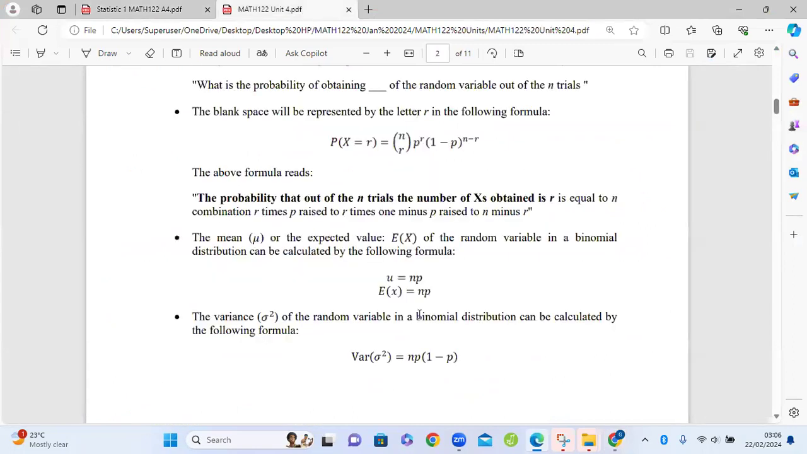Go to unit 4, and we can see that the mean, mu, or the expected value, is given by n times p. So n and p are present in this formula, and the variance as well contains n and p. So we can use np and np times 1 minus p. We can make use of these two formulas.